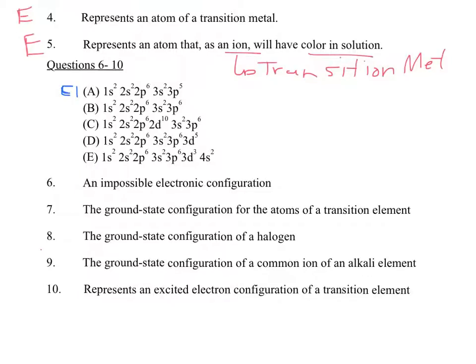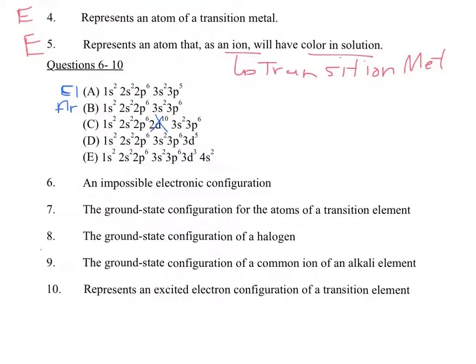Okay, 1s2, 2s2, 2p6, 3s2, 3p6. Who is 3p6? Yeah, argon. All right, 1s2, 2s2, 2p6, 2d10. No, it's not. Does that sound right or wrong? That's impossible, right? Well, that's interesting. Look at number 6: an impossible electron configuration.